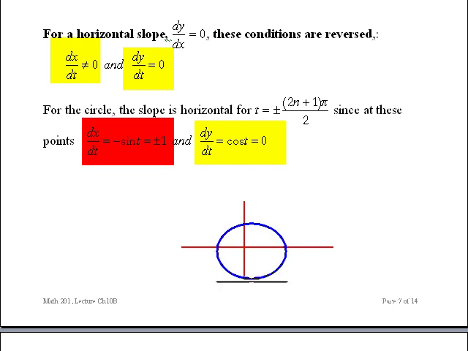There's a circle here, sort of centered about the origin. So here we have those horizontal slopes, and that's what we're looking at on this slide. And here are the locations of the vertical slopes. So the criteria for the horizontal slope is that dy by dt equals 0, but dx by dt does not. The condition for the vertical slope is that dx by dt equals 0, but dy by dt does not equal 0.